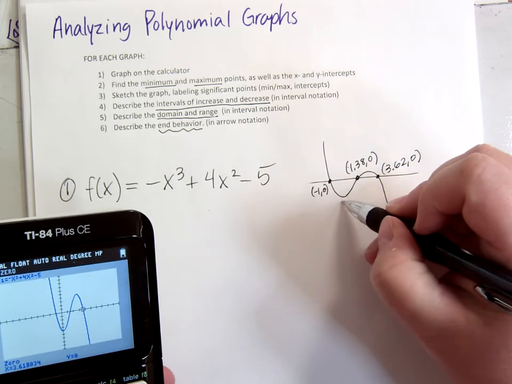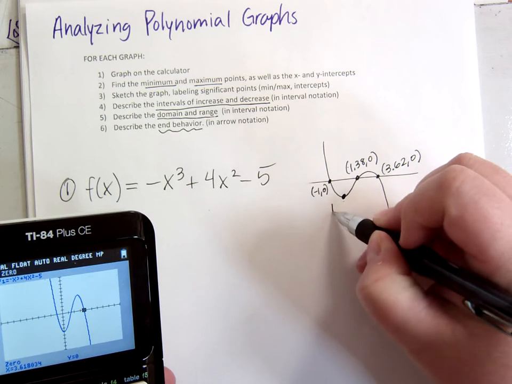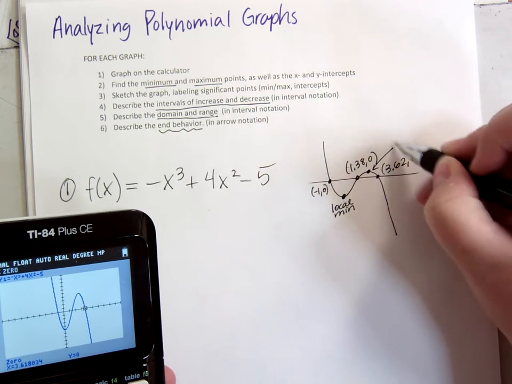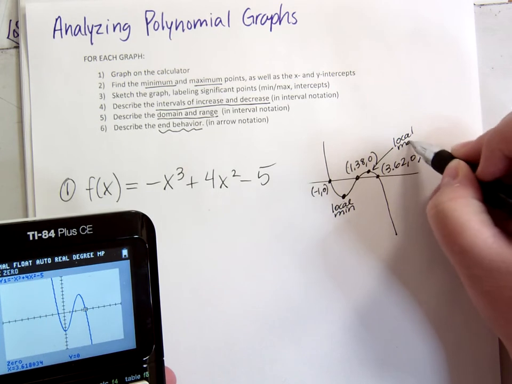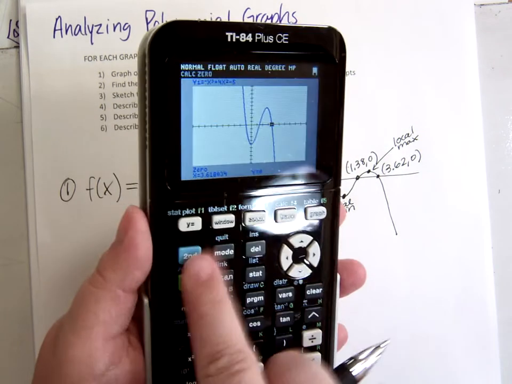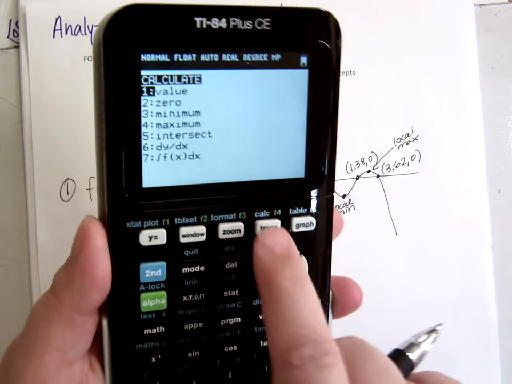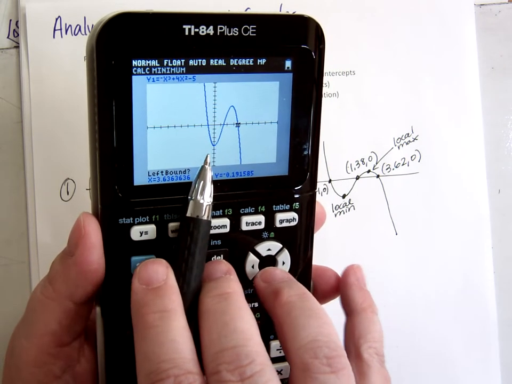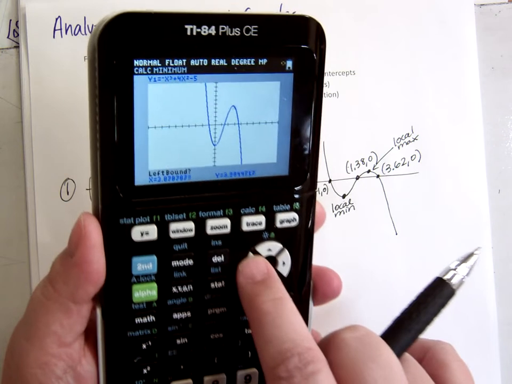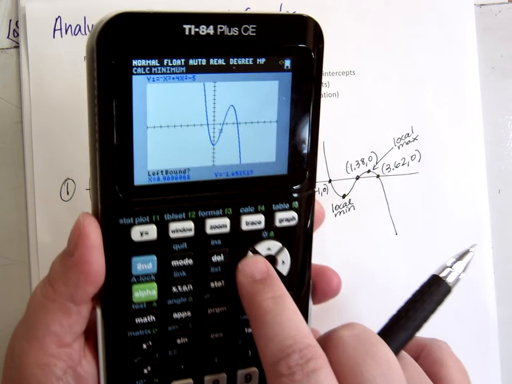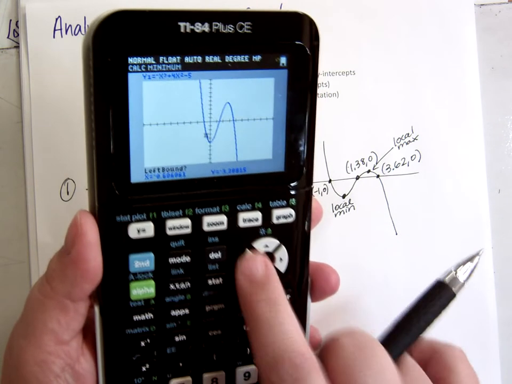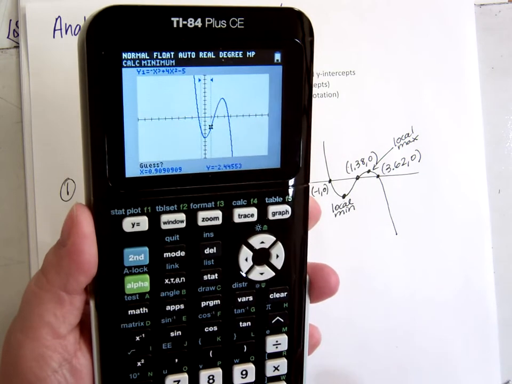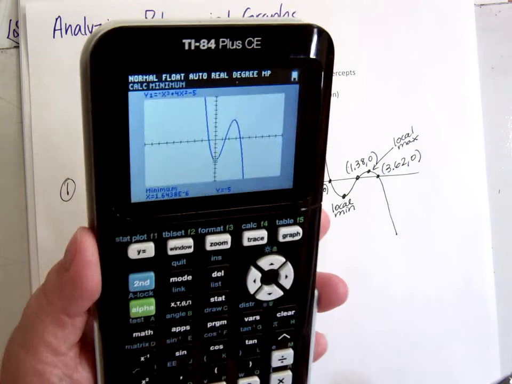Now I'm going to find this local min and this local max. This is getting a little messy. Same place, second trace, minimum. I'm going to press 3, so I'm going to be looking for this local minimum. So I'm going to move my cursor over to the left of that minimum and press enter. And then I'm going to move it to the right of that minimum and press enter again for the guess. And my minimum is 1 point.